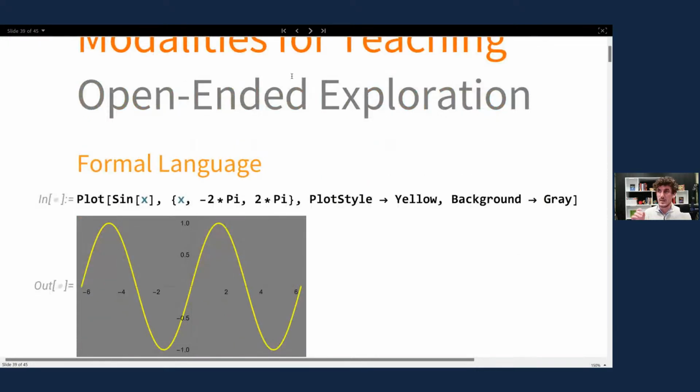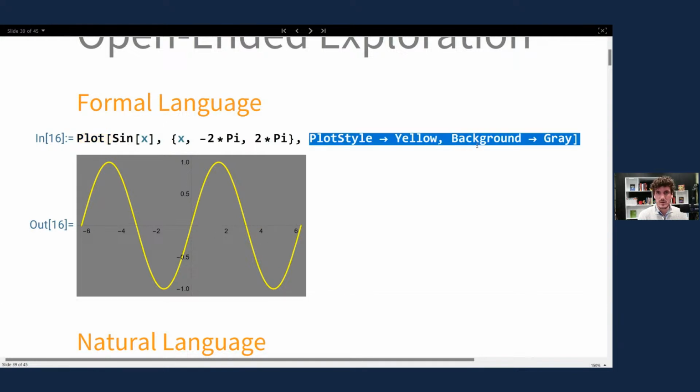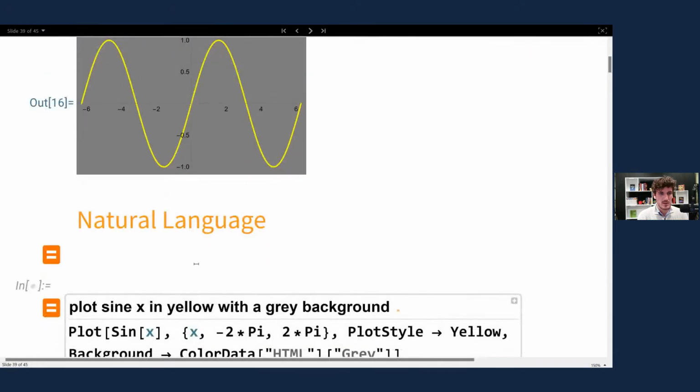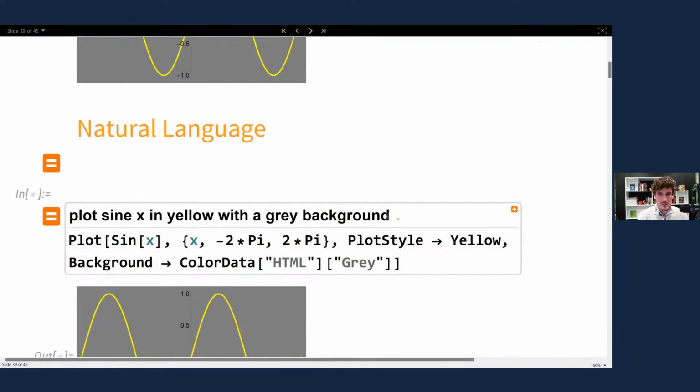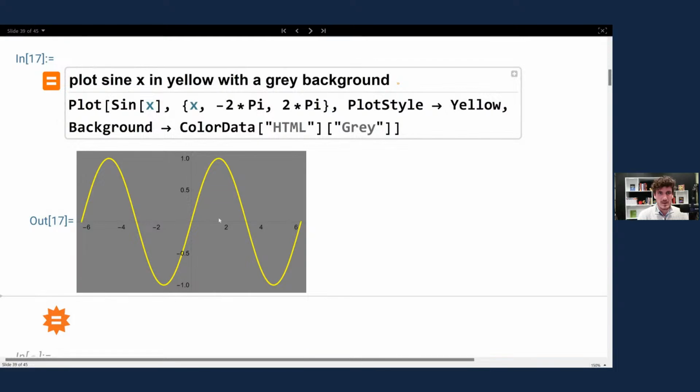Wolfram Alpha and natural language querying is your friend. Okay, so here's just a simple bit of code that if you wanted to create this, you'd have to know the syntax, you'd have to know the options exist, and you'd have to know how options worked in Wolfram language. But let's say you just want to ask Wolfram Alpha the same question. It will just generate the code for you and generate the output of that code.